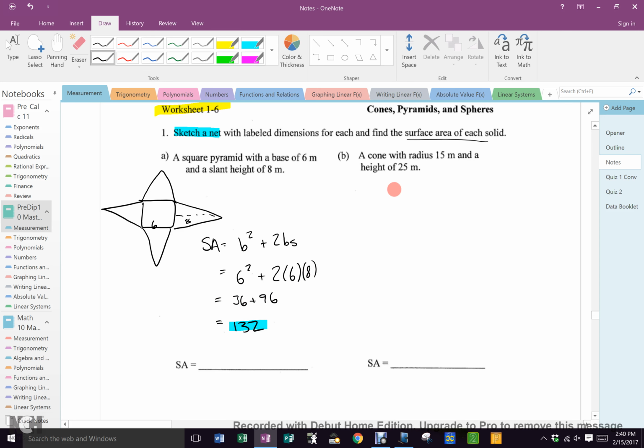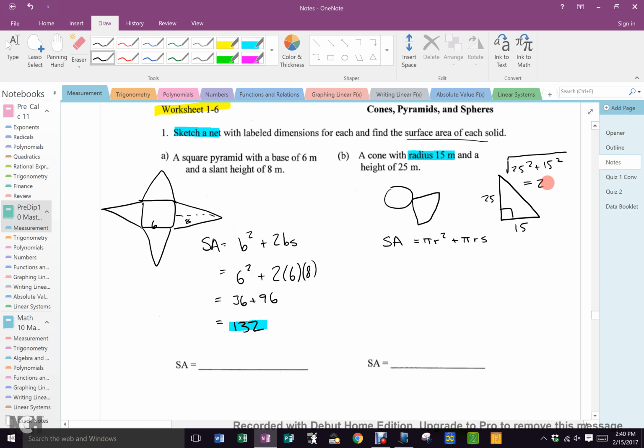A cone. A cone is a circle with a section of a circle attached to it. And the surface area of a cone is pi r squared plus pi r slant. Now you look in the question, there's an r, but you don't have any slant. So you know that it looks like this. That's the r, 15. That's the height, 25. So this is the hypotenuse, which is 25 squared plus 15 squared, and then you get the square root.